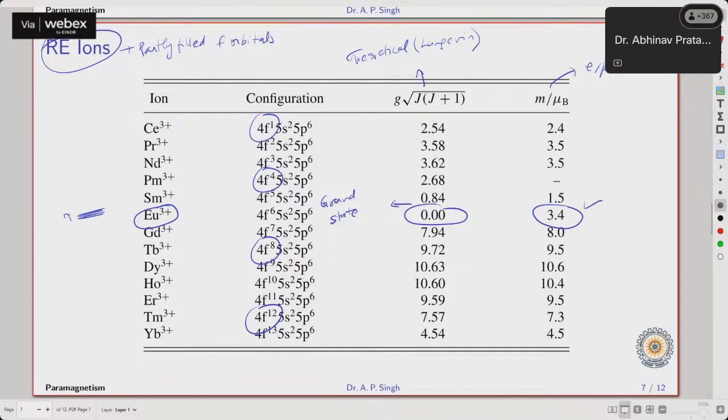Okay, so what is special about f orbitals? Why are we talking about f orbitals and not s and p orbitals? F orbitals are extremely localized. Localized means that when they form a bond, they do not participate in bonds. The bond formation takes place only via the s and p orbitals. Because f orbitals do not participate in bonding, the electron configuration does not change in the solid state form.